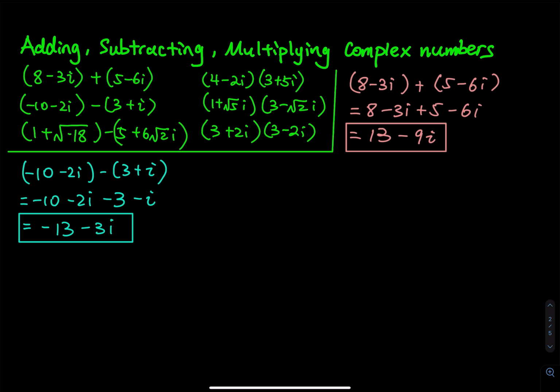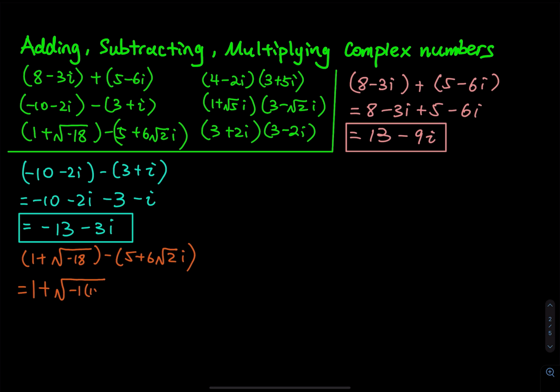So the next problem, let's do the 1 plus root 18, shall we? So we are going to do 1 plus the square root of negative 18, and then minus 5 plus 6 root 2i. Okay, it's a minus. Let's remove the parentheses. In the meantime, the square root of negative 18, I will put as the square root of negative 1 times 18. And then minus 5 and minus 6 times the square root of 2i. You distribute this minus to the 5 and to the plus 6. So that's why you have a minus 5 and a minus 6.